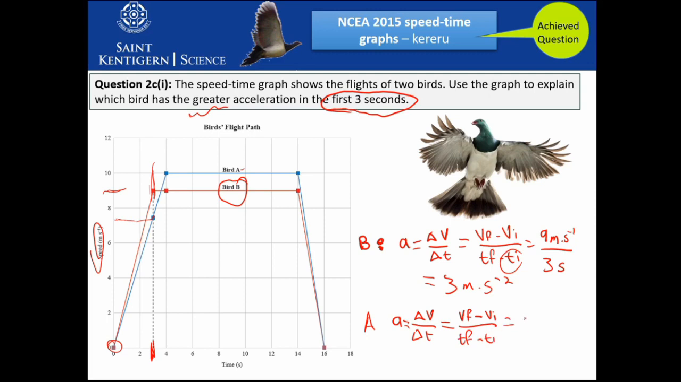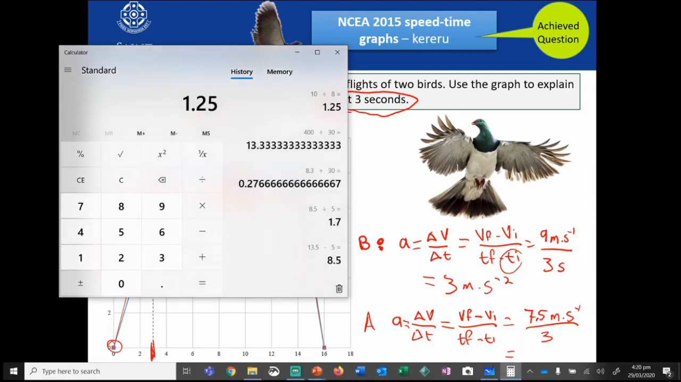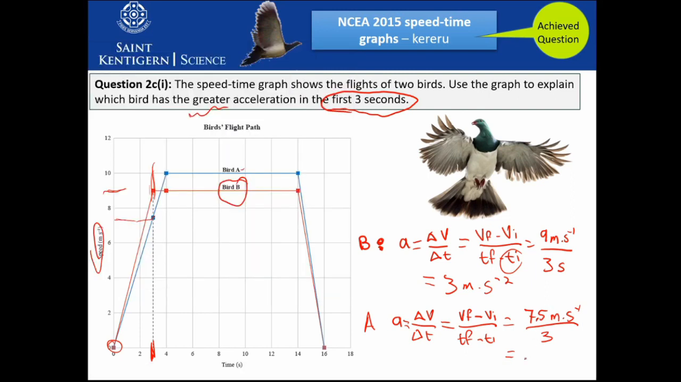So bird A, the blue line, we have 7.5 meters per second divided by 3. And the handy dandy calculator, 7.5 divided by 3 equals 2.5. 2.5 meters per second squared.